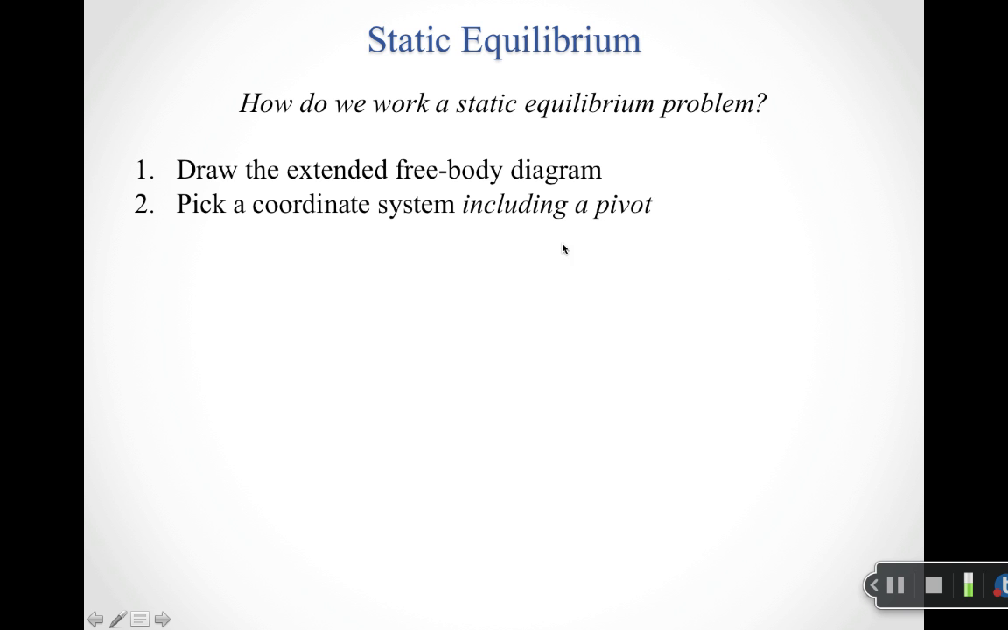We're going to pick a coordinate system including a pivot. The one addition here is that, because there's not any acceleration, we'll very often be able to basically always pick positive x to the right, positive y pointing up, and positive z pointing out of the board. Then what it's really going to come down to is picking a pivot. We'll talk in class about different choices to make about picking a pivot to make your life easier in terms of the math.